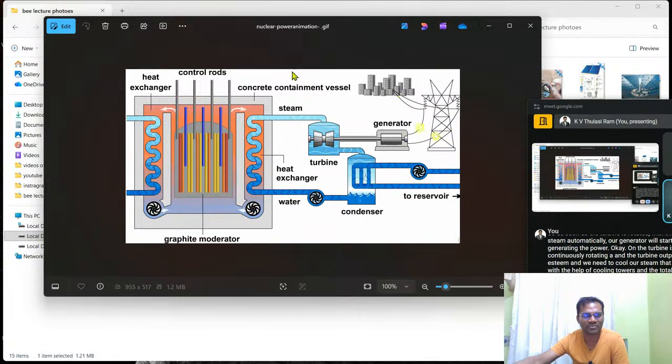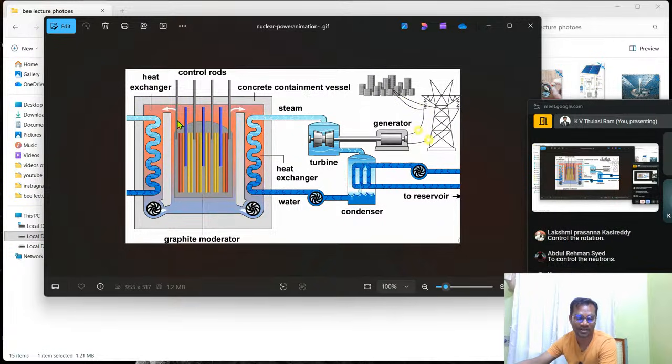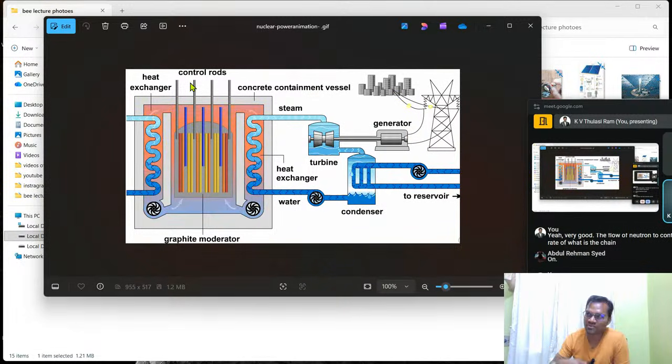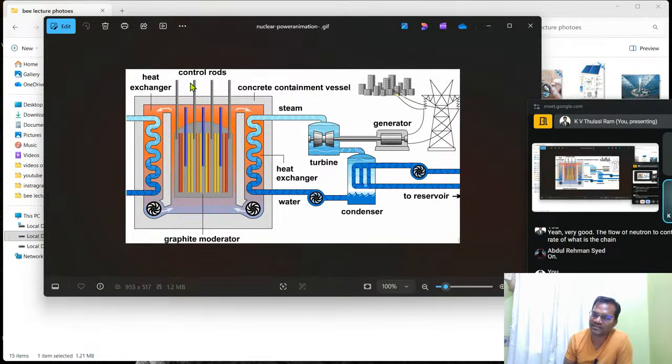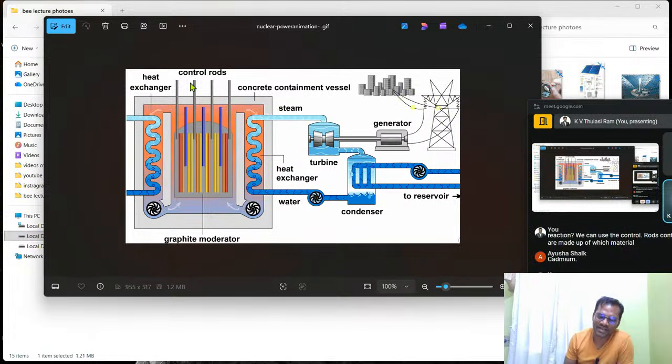What is the purpose of a control rod, can anyone say? It is used to control the neutron flow. Very good. To control the rate of the chain reaction, we use the control rods. Control rods are made up of which material? Cadmium. Very good, super. And the moderator is made up of which material? Graphite. So this is how the animation works.